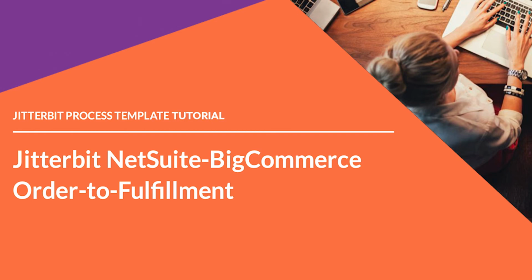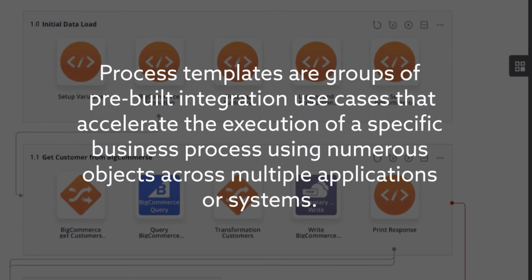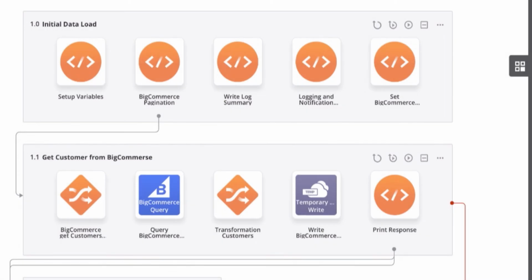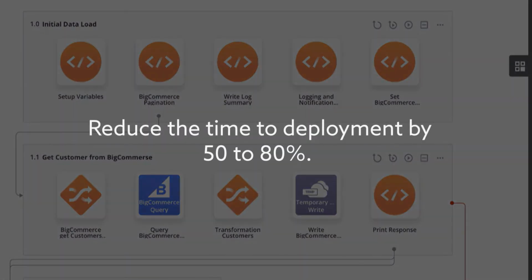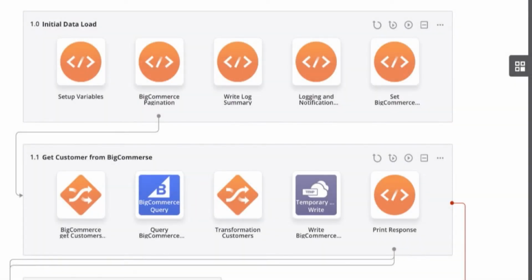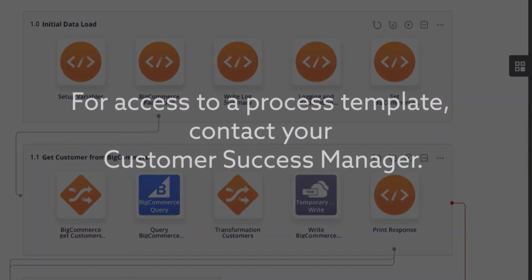First, I want to explain what a process template is. The Cloud Studio process templates are groups of pre-built integration use cases that accelerate the execution of a specific business process using numerous objects across multiple applications or systems. Process templates are designed to reduce the time to deployment by 50 to 80% and can be self-implemented, delivered by Jitterbit Professional Services, or delivered by an implementation partner. For access to a process template, contact your Customer Success Manager.